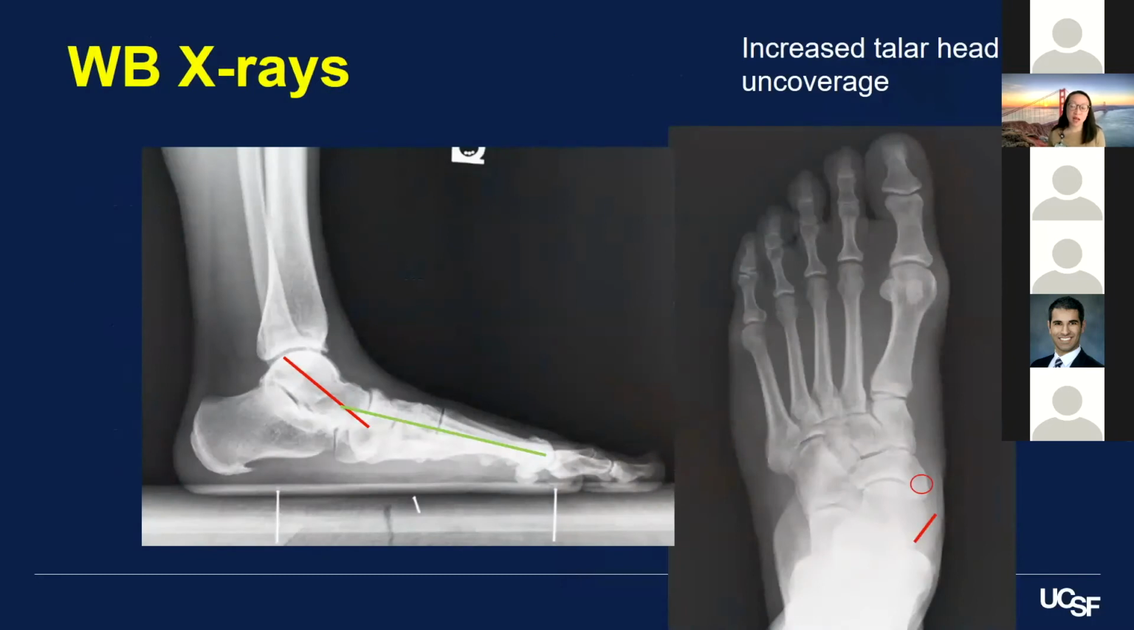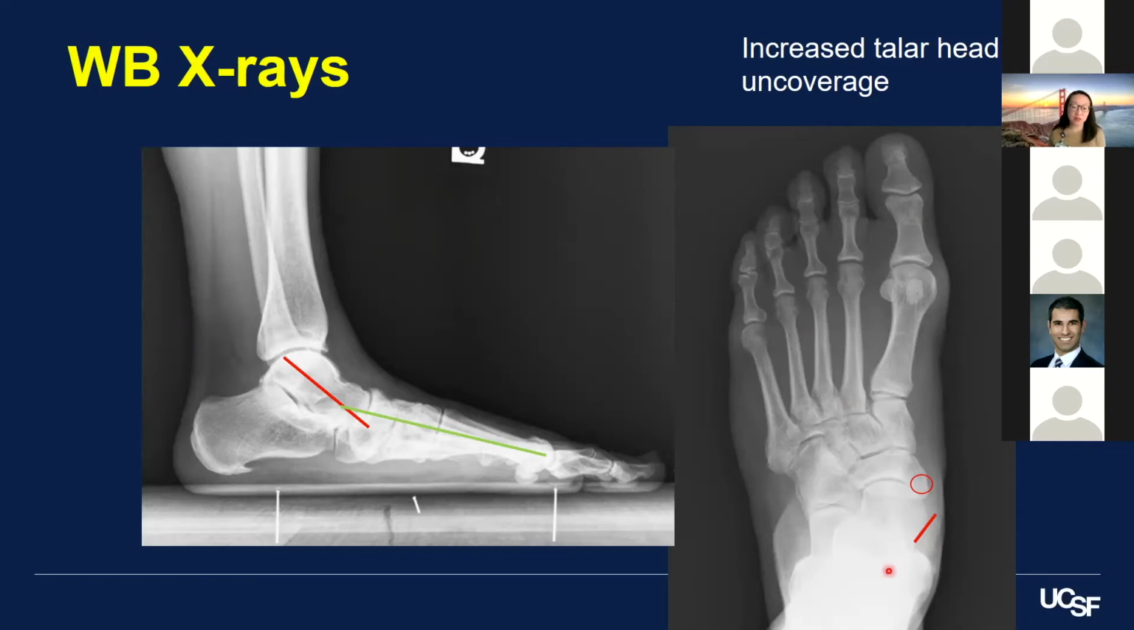It's important to get x-rays, weight bearing, of course, of the foot and ankle. And so you want to get an AP, lateral, and mortise of the ankle, AP, lateral, and oblique of the foot, and then hindfoot alignment views are also obtained.